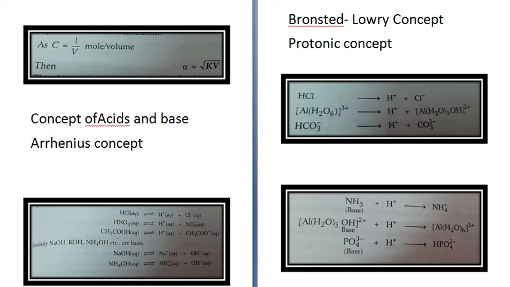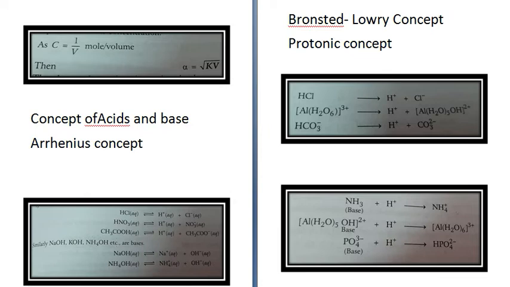Next concept is the Bronsted-Lowry concept. The Bronsted-Lowry concept is also called the protonic concept. According to this concept, acids are proton donors, while bases are proton acceptors. That is, the molecules, cations or anions which have a tendency to donate H+ ions to any other substance are called acids. Like HCl is giving H+ plus Cl-.